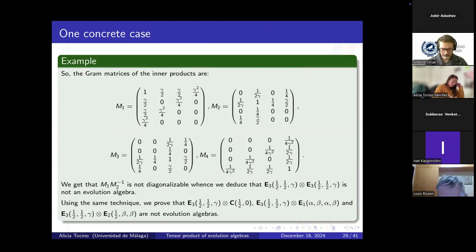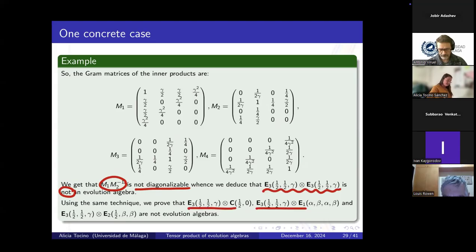We get that M1 times the inverse of M2 is not diagonalizable. So the algebra that we were working on is not an evolution algebra. And using the same technique, we prove a lot of them. We prove that all these are not evolution algebras.